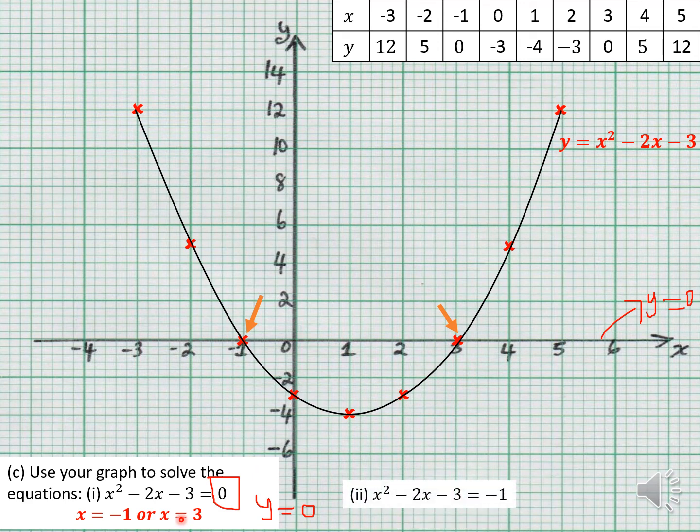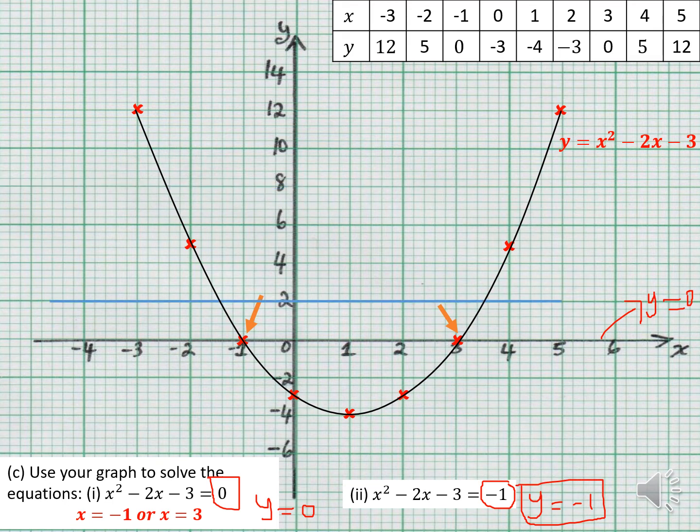Then they ask us another one here again. They are saying we're supposed to solve by using the graph. Solve the equation xy minus 2x minus 3 equals -1. Again, I talked about this. You must then draw the line y equals -1, and once you have this line, then you see where this line intersects with the graph.